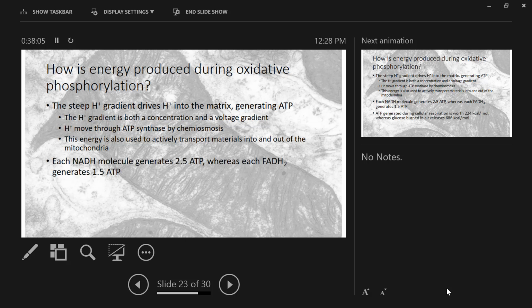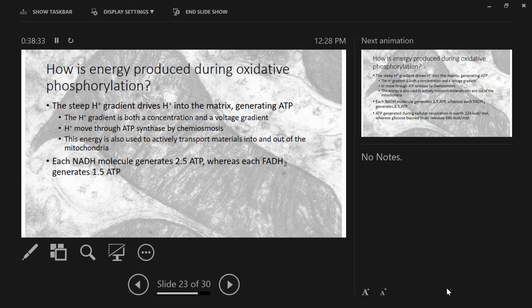And this we've already mentioned. Each NADH molecule is worth 2.5 ATP because it has 2 electrons that are each worth 1.25. Right? 1.25 times 2 is 2.5. And then every FADH2 molecule generates 1.5 ATP because it has 2 electrons that are each worth 3/4 of an ATP.